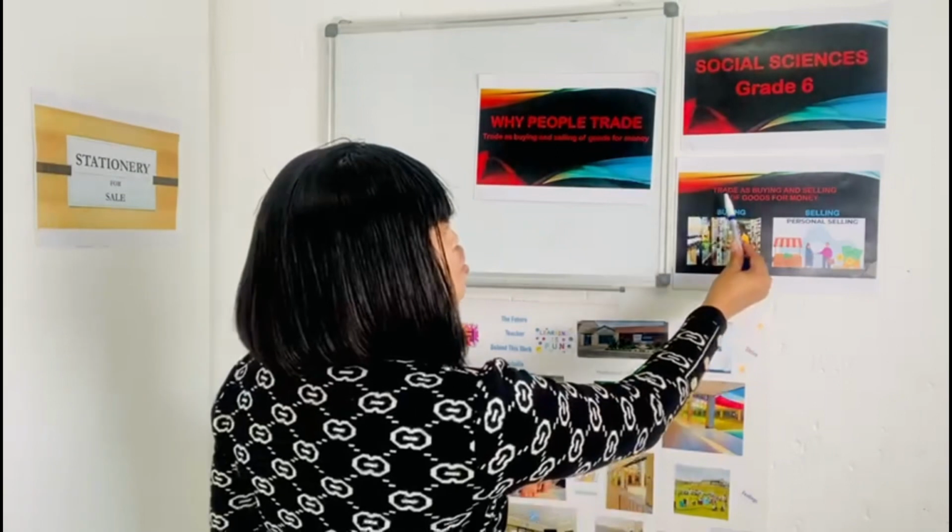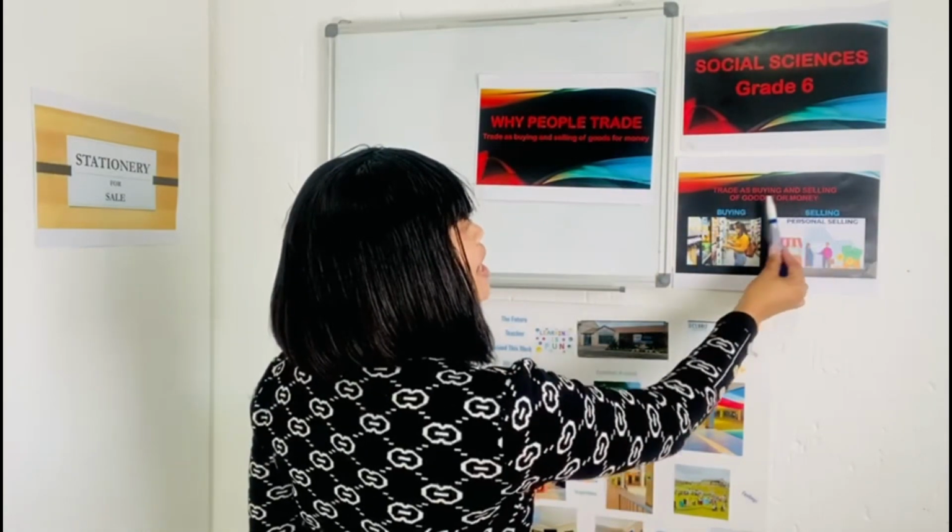Grade 6. Welcome to Social Sciences Geography Term 2. Can anyone tell me what trading is? And why do people trade and why do we buy goods? Trade is the buying and selling of goods for money.